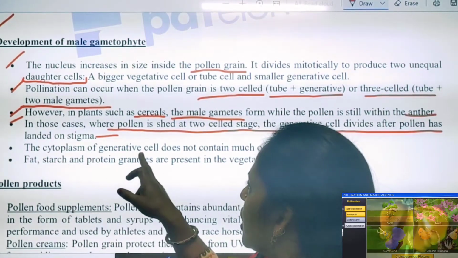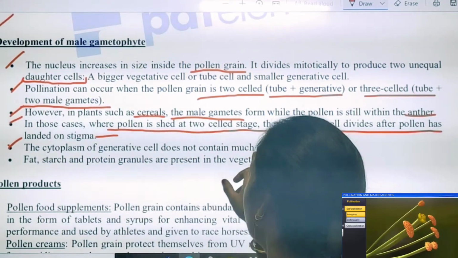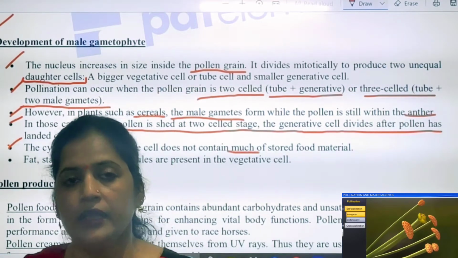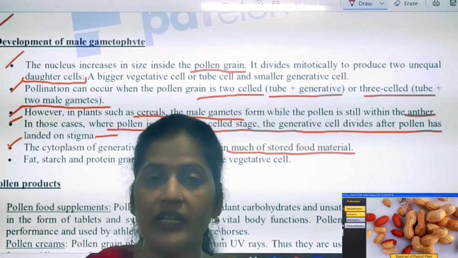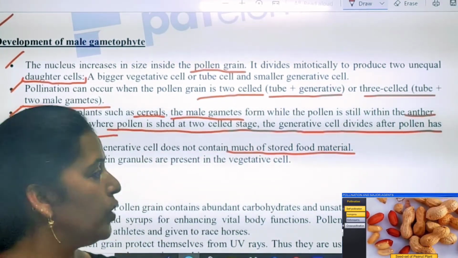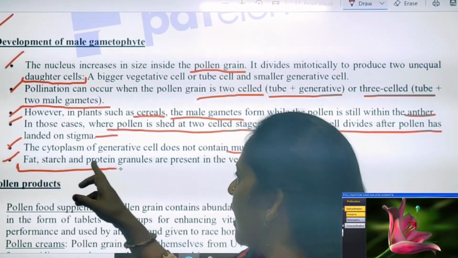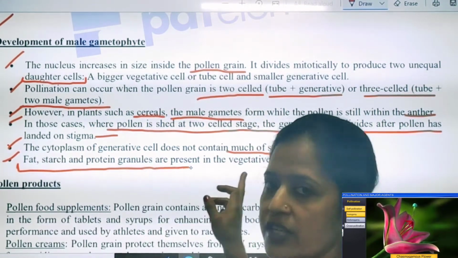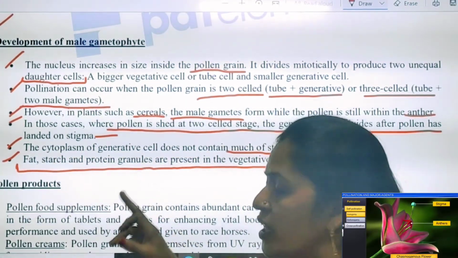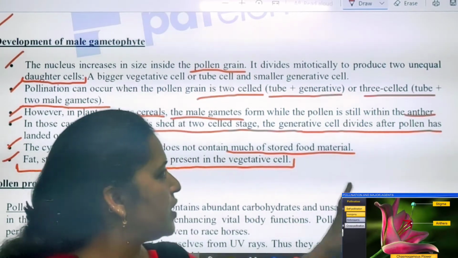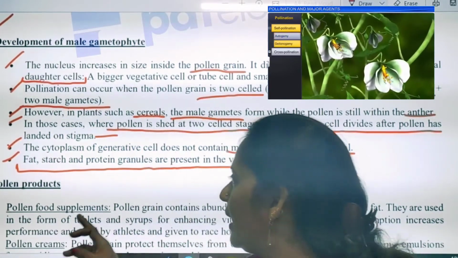The cytoplasm of the generative cell does not contain much stored food material. That means at that time it does not contain much stored food material. Fat, starch and protein granules are present in the vegetative cell. Stored food material is scarce in the generative cell, and the fat, starch and protein granules are all present in the vegetative cell. So this is the development of the male gametophyte.